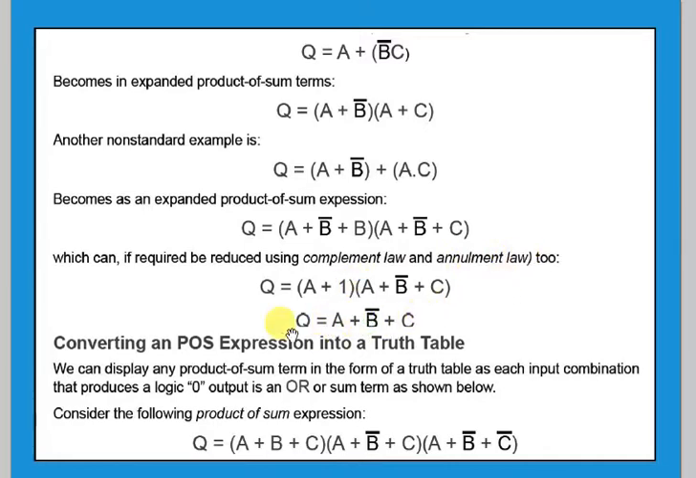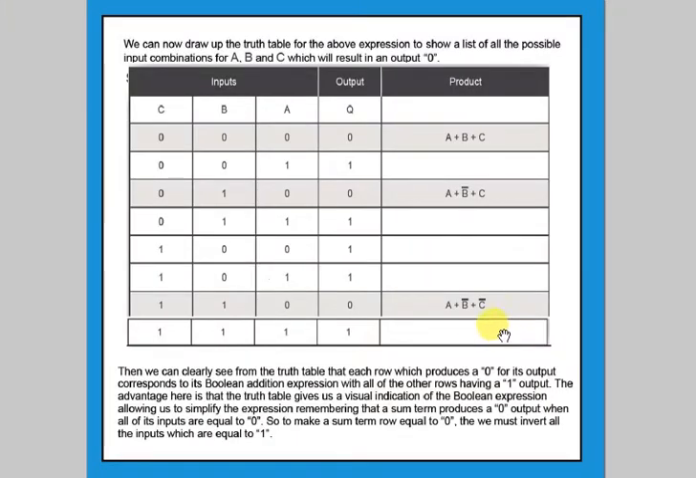Now, converting a POS expression into a truth table. Let's see the truth table of this particular expression: Q is equal to (A plus B plus C) into (A plus B complement plus C) into (A plus B complement plus C). Here is the truth table, similar to what we discussed in the previous topic, but that was the sum of products and this is the product of sums.